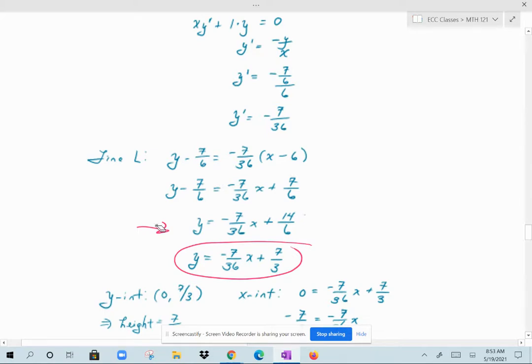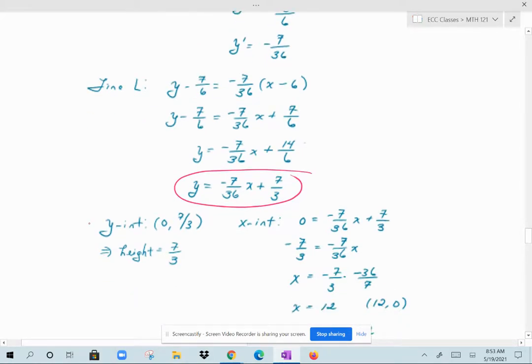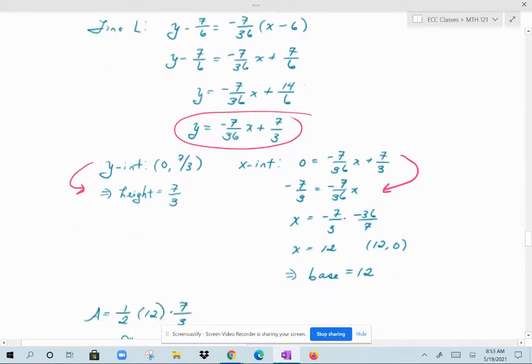Okay, but now that I know the equation of the line, I can find my x and y-intercepts. My y-intercept is when x is equal to 0, so that's (0, 7/3). That's going to represent the height of the triangle. And my x-intercept is when your y is equal to 0, which is what I did here. And if you solve that for x, you get that x is equal to 12. And so my x-intercept is (12, 0), which means that the base is 12.